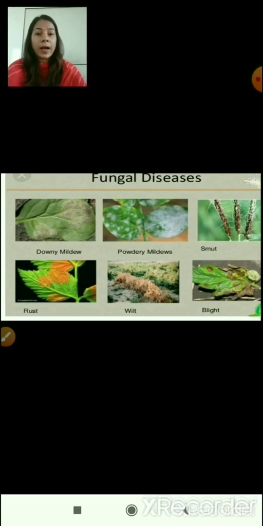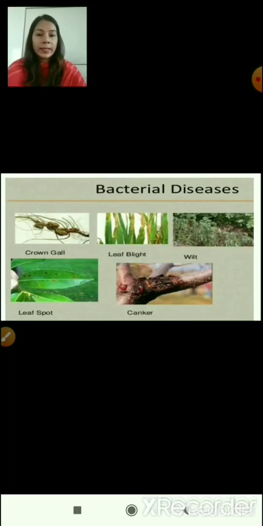And here are some examples of fungal diseases that can occur in the crop plant, that is downy mildew, powdery mildew, smut, rust, wilt and blight. Here you can see the examples of bacterial diseases, which are crown gall, leaf blight, wilt, leaf spot and canker disease.